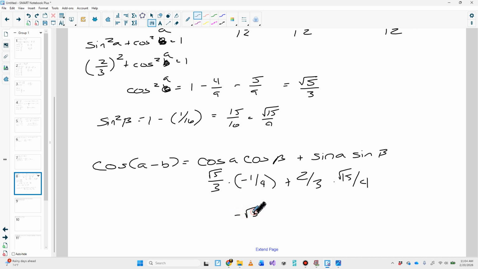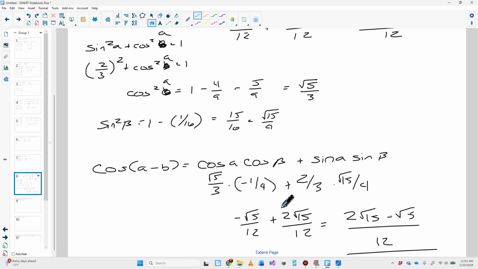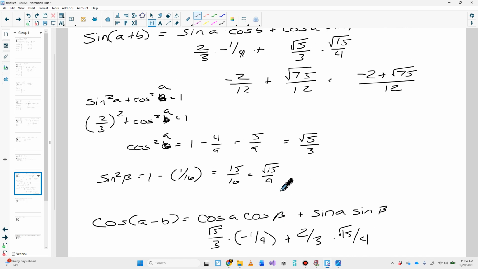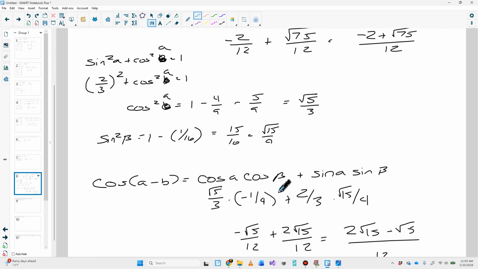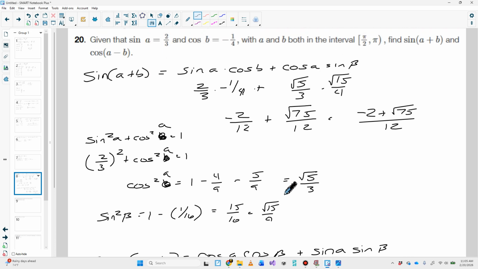That's the negative square root of 5/12 plus 2 times the square root of 15/12. And we can rewrite this as 2 times the square root of 15 minus the square root of 5, over 12. Beautiful. So those are the two answers for that one. Cosine A minus B is 2 times the square root of 15 minus 5 divided by 12. And the answer to sine A plus B is negative 2 plus the square root of 75 divided by 12.